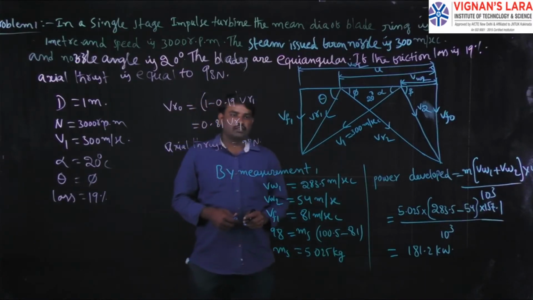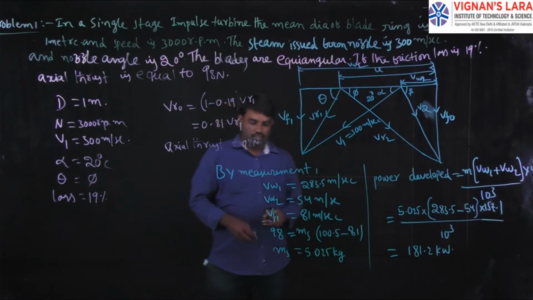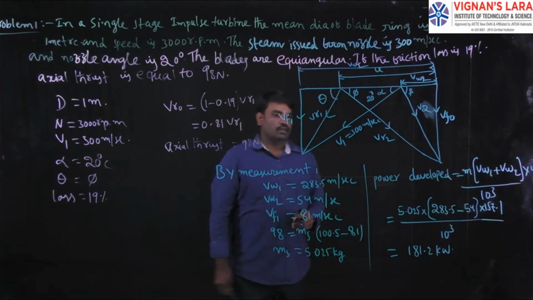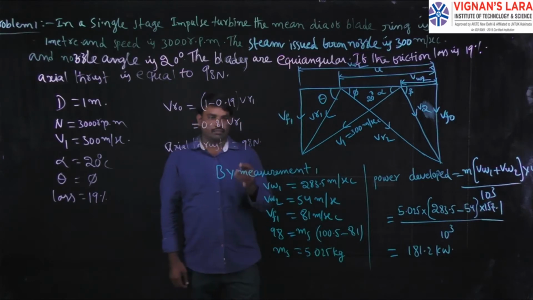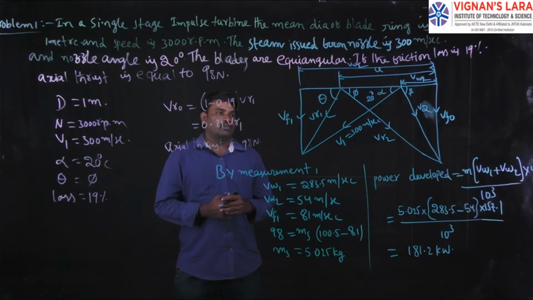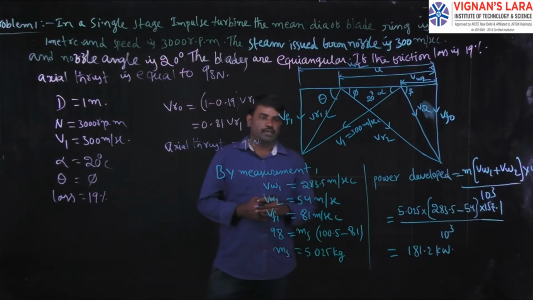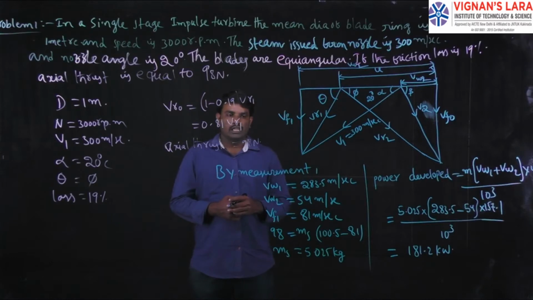Welcome students. Today we will see one problem on a simple impulse turbine, a single stage impulse turbine. In the previous lesson we discussed how to draw the impulse turbine velocity triangle, how to measure the different performance parameters of the impulse turbine, and how to calculate the different velocities from the velocity triangle by applying trigonometric rules. Now we will see the problem on impulse turbine.